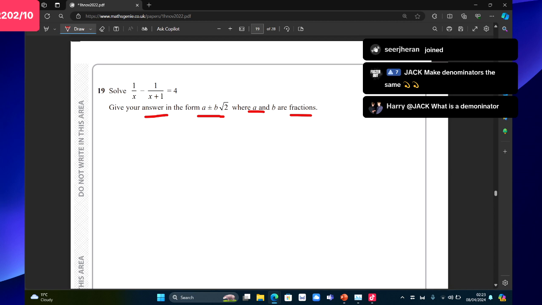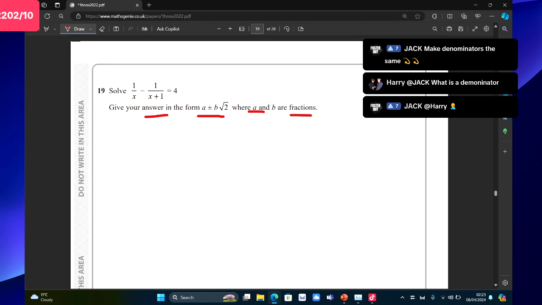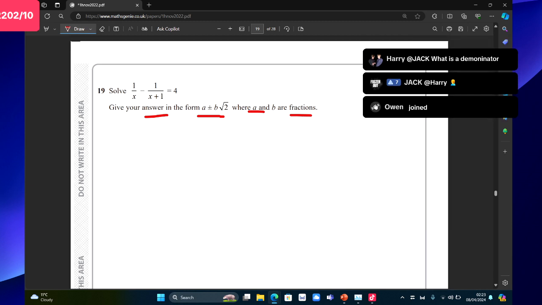Right, guys, another minute or so, and then I'll share some answers. The denominator is just the bottom part of my fraction.